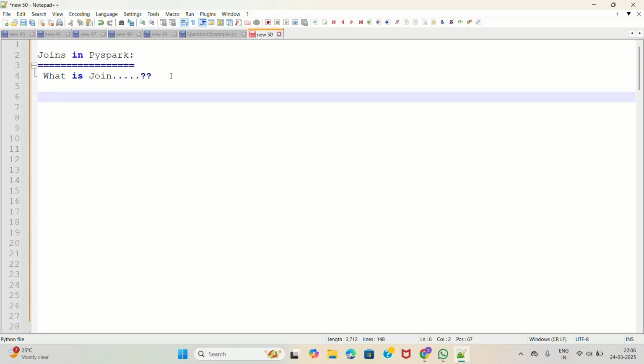For example, if we have a customer table and an orders table, we could join them based on customer ID to get all the records placed by each customer. So like we can make some points: what is a join?